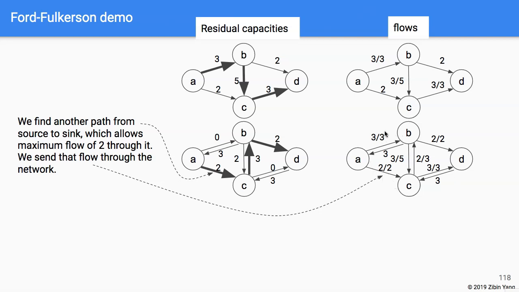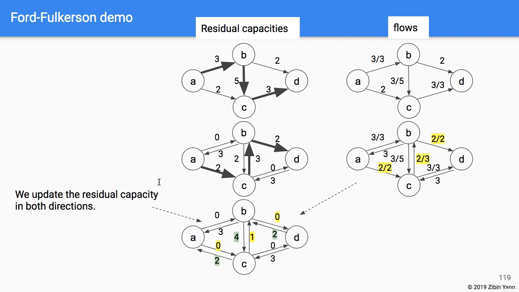Now, with this flow, we have to update all the residual capacities. Again, in the forward direction, we're reducing the residual capacity. So this, a flow of 2 over a capacity of 2, the resulting residual capacity is 0. Going this way is 3 minus 2, that's 1. And going this way is 2 minus 2, and that results in 0.